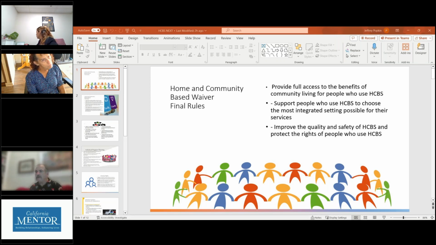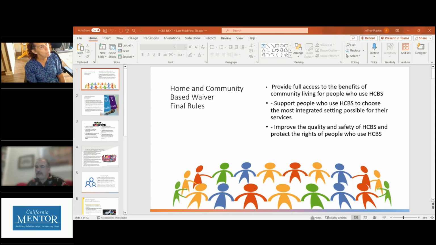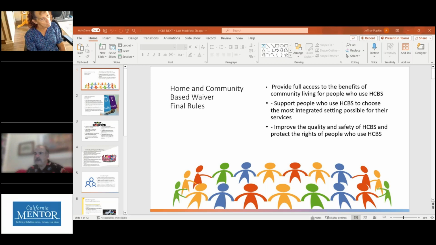They're available. In addition to this, there is a newsletter that comes out once a month, and in that newsletter, there's usually a topic related to this area, home and community-based waiver. I encourage you to read it.